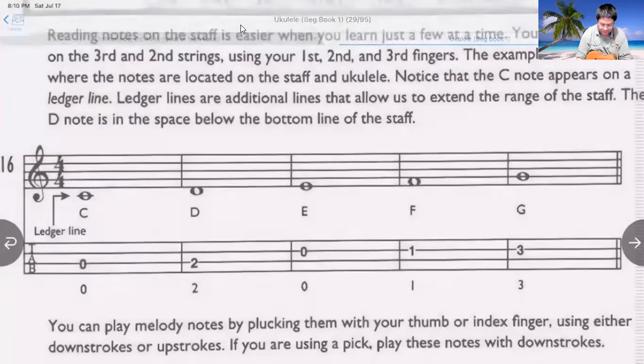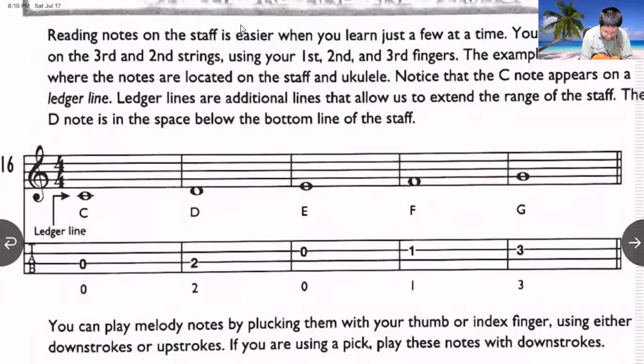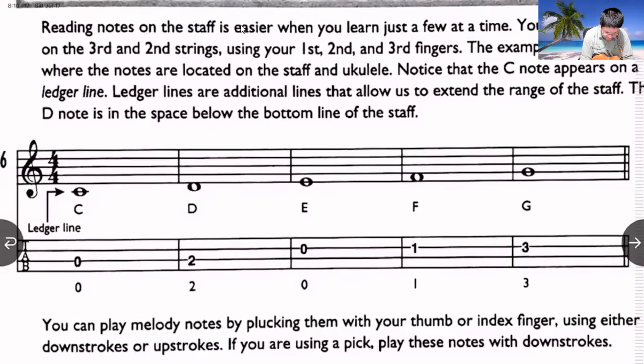Okay, so we have here the ledger lines, and these can be known as the notes G, C, E, and A. So those are those notes for the ukulele. G, C, E, A. Just remember those are the notes of your ukulele, starting from the bottom to the top. And we say bottom to the top because that's how the ledger lines look.